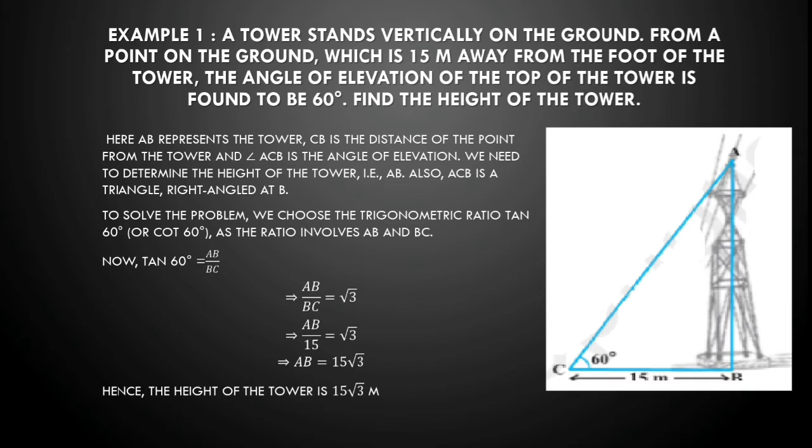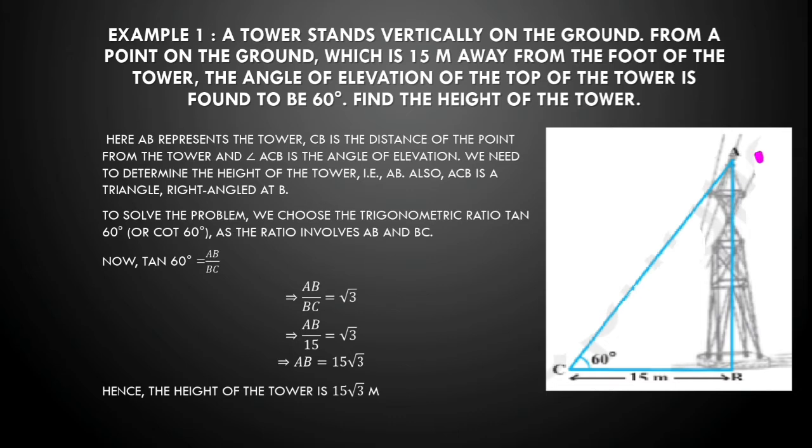Example 1: A tower stands vertically on the ground. From a point on the ground which is 15 meters away from the foot of the tower, the angle of elevation of the top of the tower is found to be 60 degrees. Find the height of the tower.